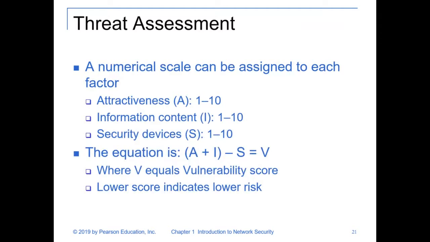Attractiveness, we'll assign the variable A, with a value between 1 and 10. Information content, I, a value of 1 to 10. And the security devices get the variable S, also with a value of 1 to 10. Then when we perform our threat assessment, we take our attractiveness and information content, add those values together, and then subtract our security. That gives us our vulnerability score. The lower the score, the lower the risk. Keep in mind that this is not an exact science.